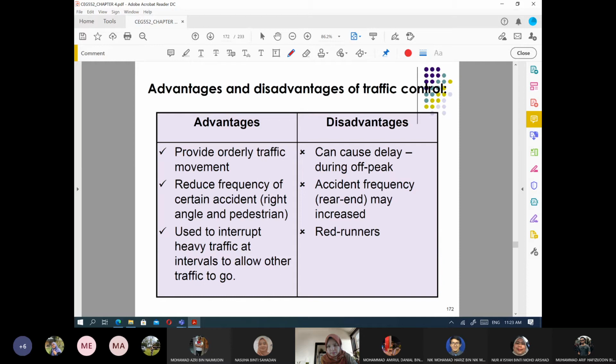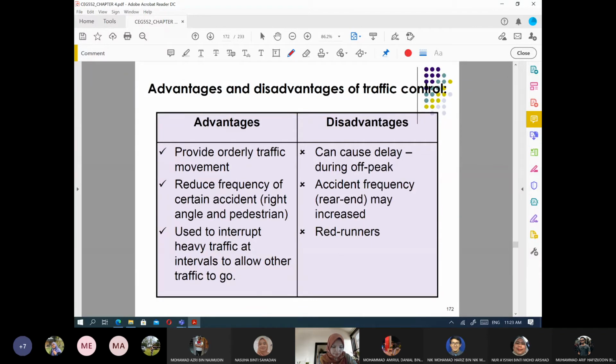Sebab dia sepanjang masa sama, tapi bila off peak hour, tiba-tiba dia bagi sampai 2 minit untuk major road tu lalu, padahal dah off peak hour, the number of vehicles not that much anymore. So that it would create delay to those yang waiting from the minor road.